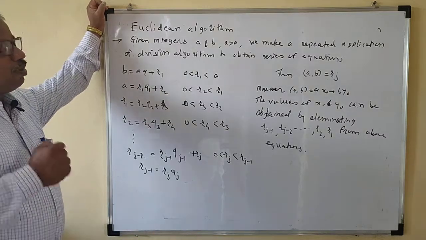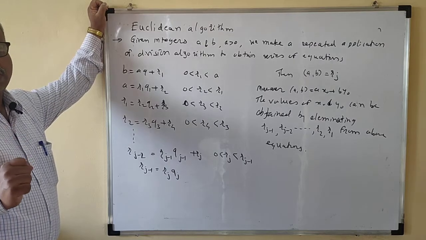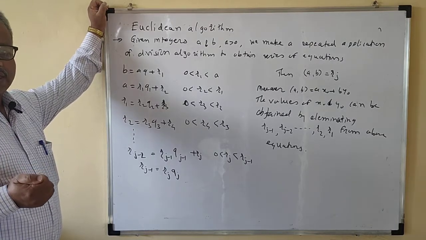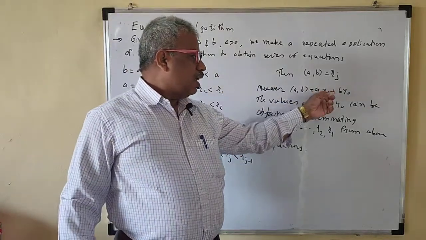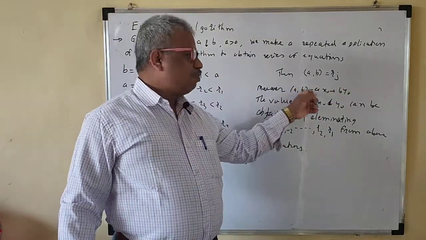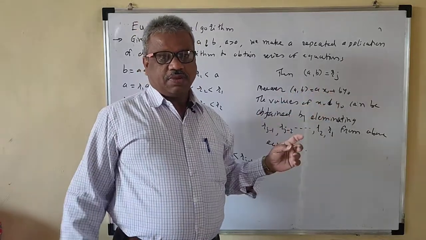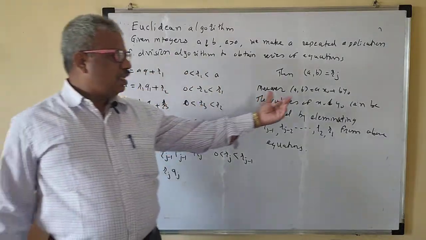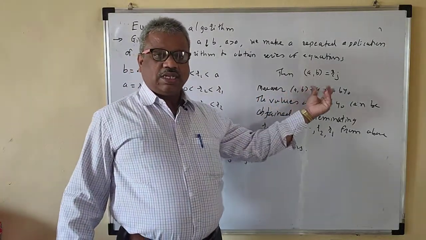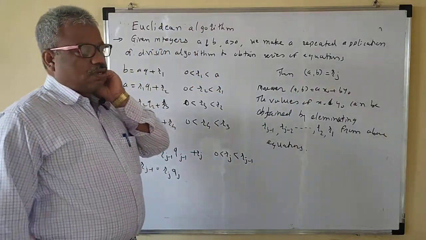With the help of the Euclidean algorithm, we are finding the GCD of two numbers. Also, we can easily express the GCD as a linear combination of A and B, right? So the GCD of A and B can be expressed as a linear combination of A and B. With the help of this Euclidean algorithm, we can easily convert your GCD in terms of the linear combination of A and B. So what is that Euclidean algorithm?